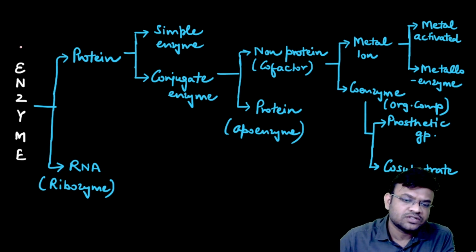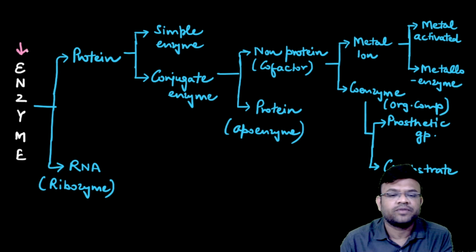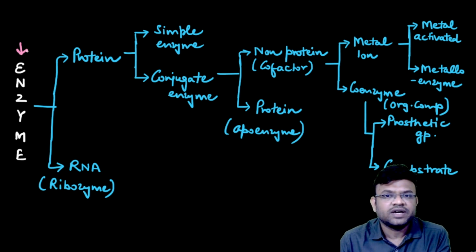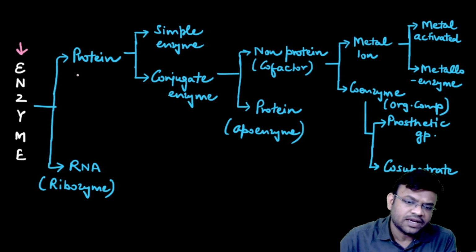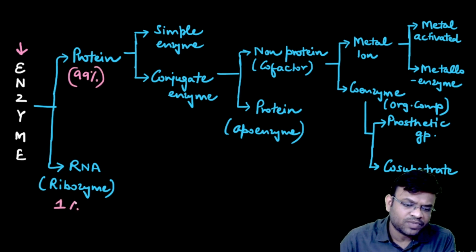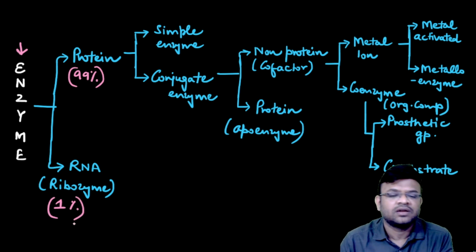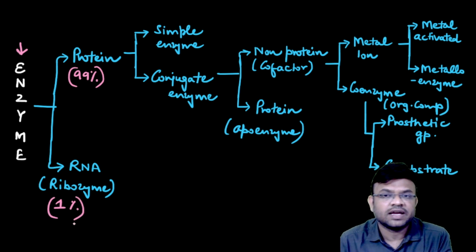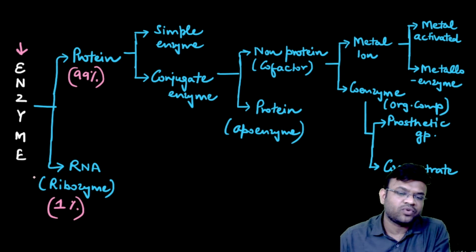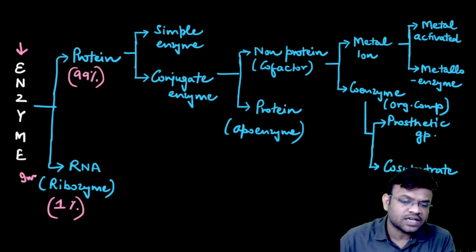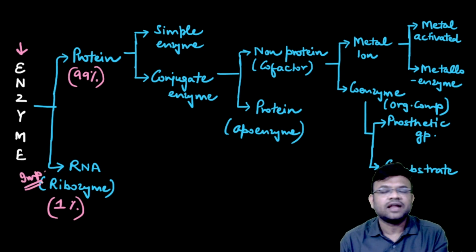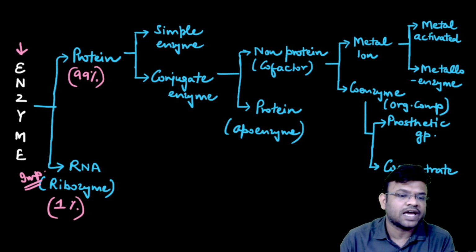Now firstly, this is your enzyme. This is what we are talking about. Obviously we have already said that enzymes either can have a proteinaceous nature or can have RNA nature. So 99% of the enzymes are having proteinaceous nature, and only 1% of the enzymes are having RNA nature. Now this again is an extremely important point. Remember that the enzymes that have RNA nature are called ribozymes.